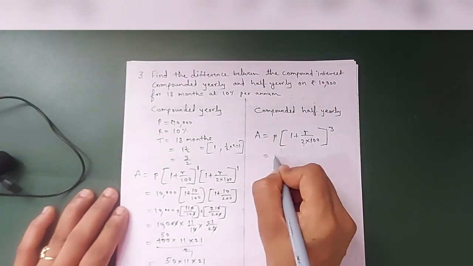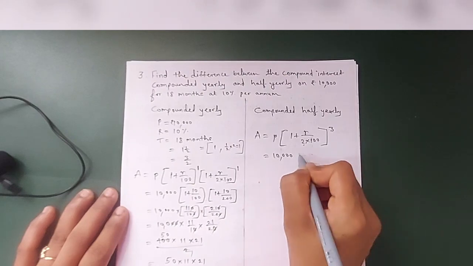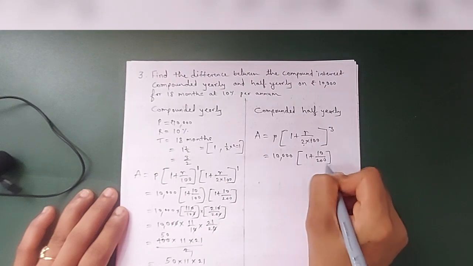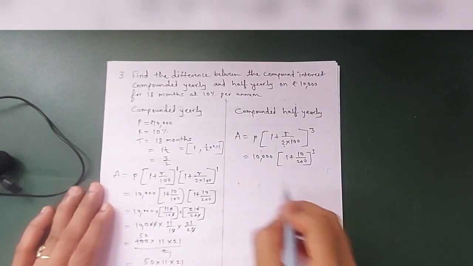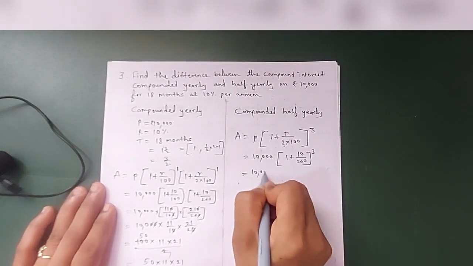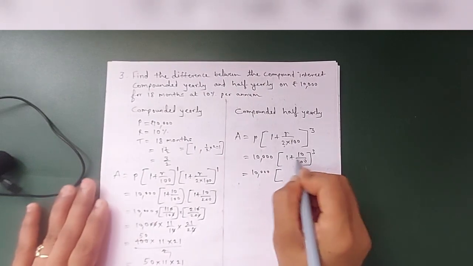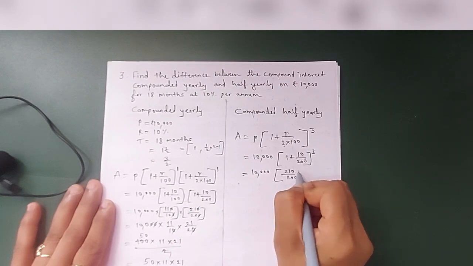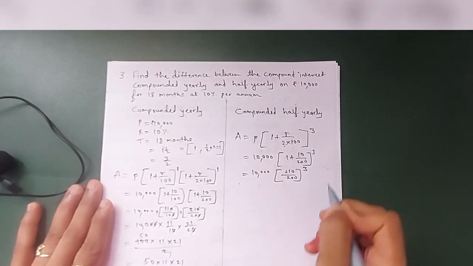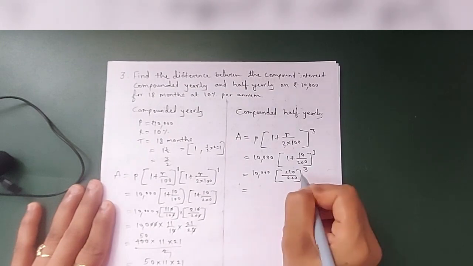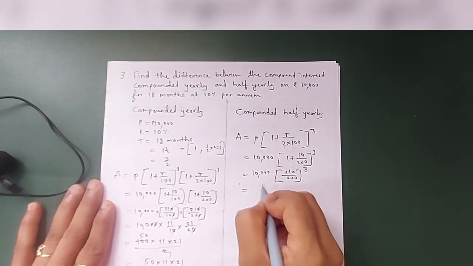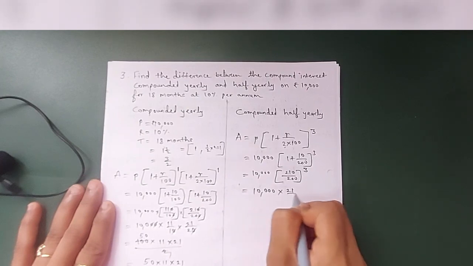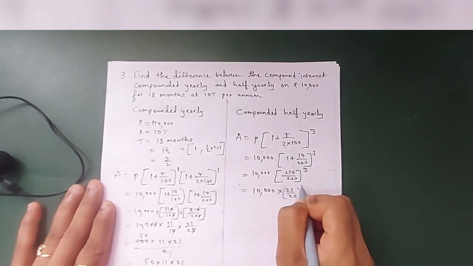So now let's put the values and solve it. Principal is what? 10,000. Now here 1 plus R is equal to 10 upon 200, whole raised to 3. Okay, now here 10,000, and here what will come? 210 upon 200 whole raised to 3. Am I right? Now in the next step I'll just reduce this 0 0. I will cancel that 0. I will reduce that number. So 10,000 into 21 upon 20 whole raised to 3.